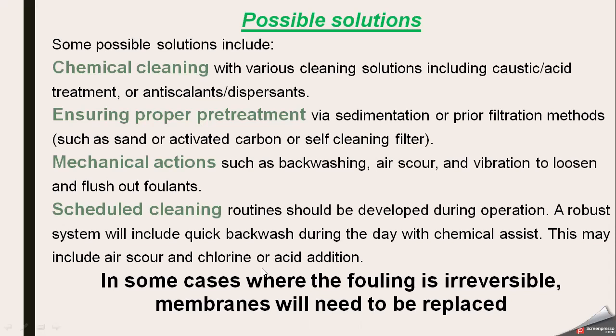So we should fix the routine for cleaning, backwashing, air cleaning or chemical cleaning. A robust system will include a quick backwash during the day with chemical assist. This may include air cleaning and chlorine or acid addition, like hypochlorite which provides chlorine, or some acid, but all of this depends upon the type of fouling, or you can say the impurities present in the feed water.